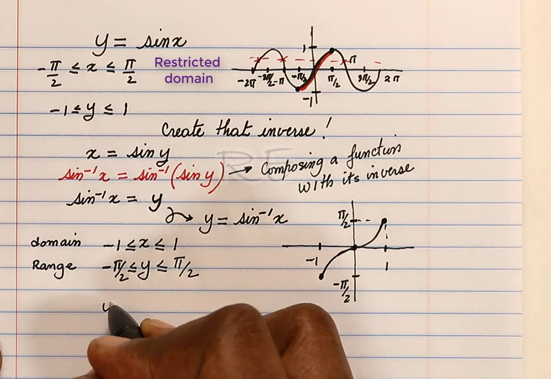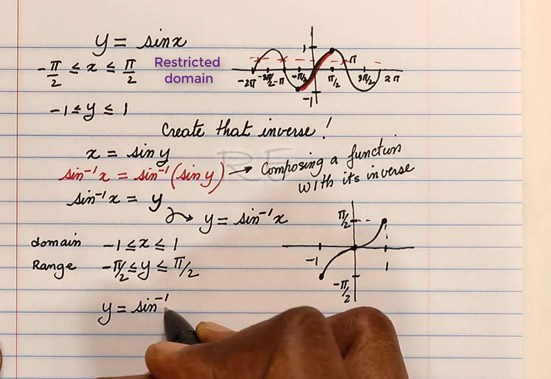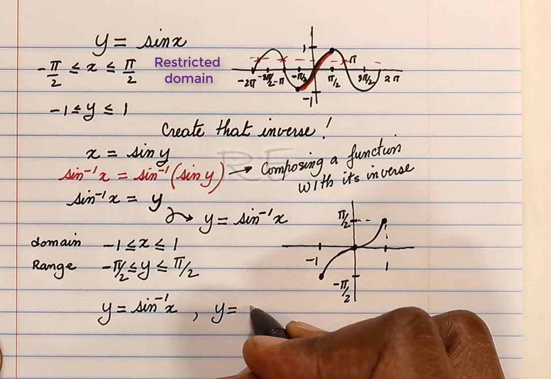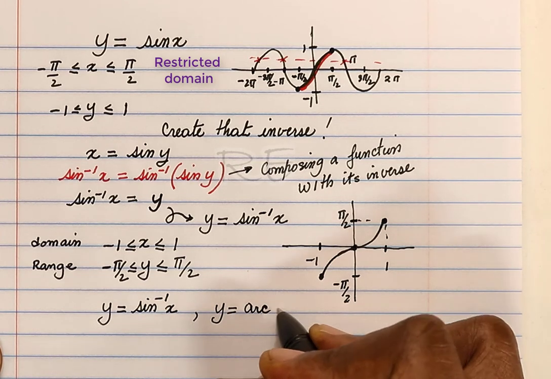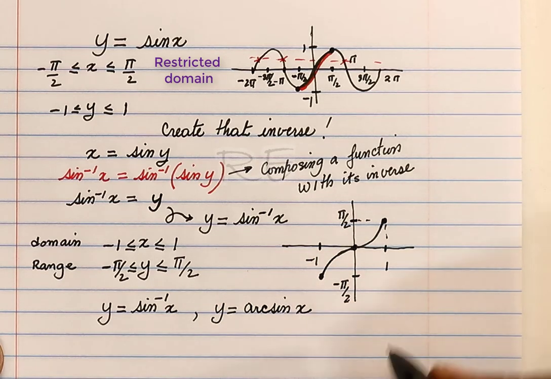The inverse function can be written as y is equal to the inverse sine of x, or y is equal to the arc whose sine is x. Both notations mean the same.